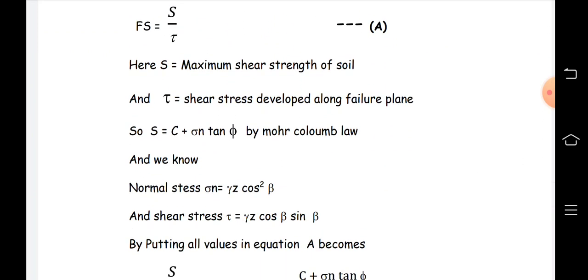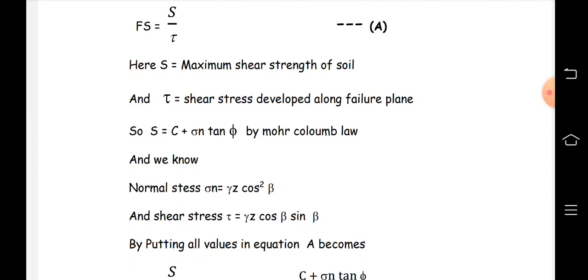We know that the normal stress, sigma n, equals sigma v cos beta, where sigma v is gamma z cos beta. So sigma n equals gamma z cos square beta. This is our regular case. And the shear stress, tau, equals sigma v sin beta, where sigma v equals gamma z cos beta. So tau equals gamma z cos beta sin beta.